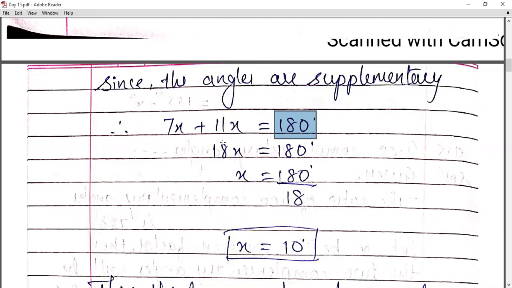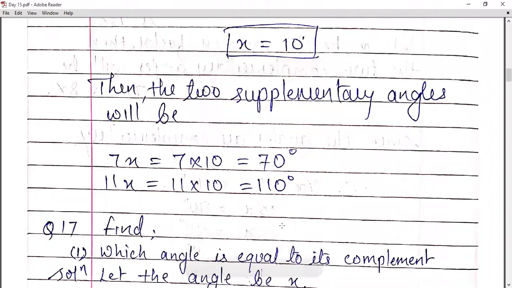7x plus 11x will become 18x. 18x is equal to 180 degrees. Transferring 18 to the other side, it will come in the denominator of 180 degrees. On cancellation, I will get x is equal to 10 degrees. Now the two angles will be 7x and 11x, substituting the value of x as 10. So 7x will become 7 into 10, that is equal to 70 degrees. 11x will become 11 into 10, that is 110 degrees.